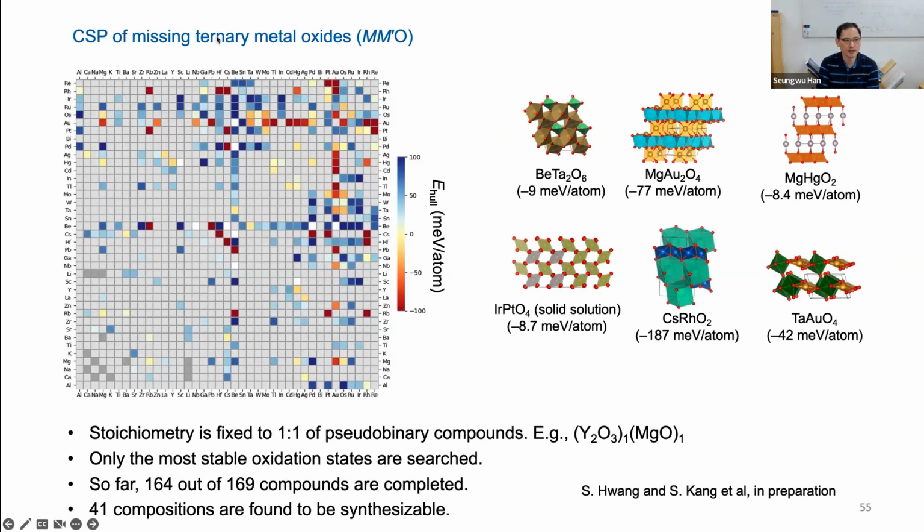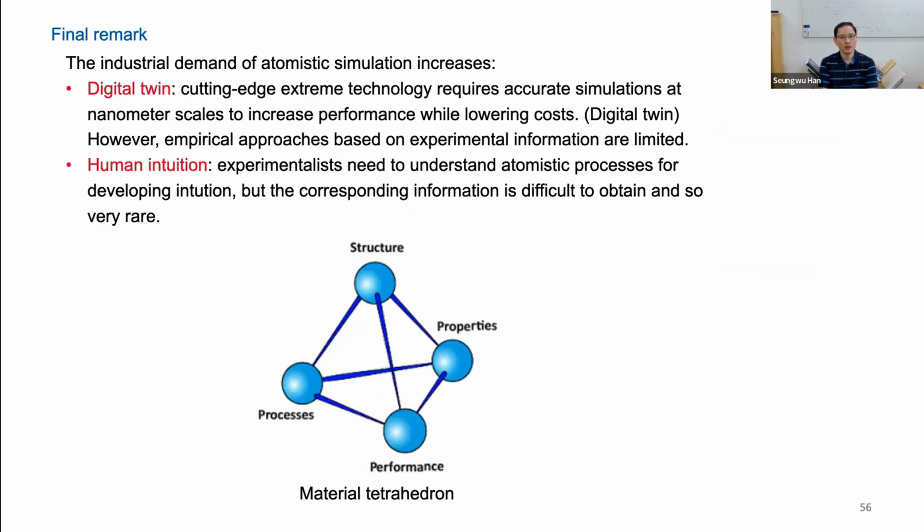For example, this is the case of ternary metal oxides. This is one of the most exhaustively explored compound families, but there are still missing combinations of metals in these ternary metal oxides. We searched all these combinations, and we found some that can be synthesized, with negative formation energy and without phase separation. So this is one of the things that we can do with machine learning potentials coupled with structure prediction. Okay, so this is the almost final remark.